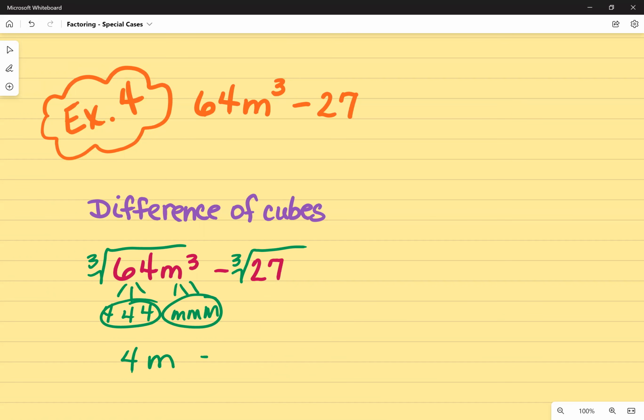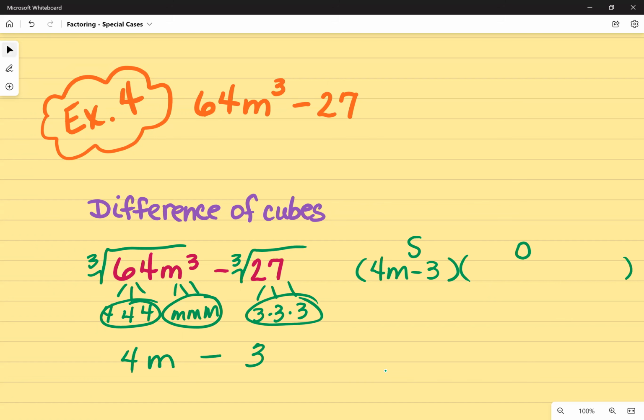I bring down the sign. And for 27, 3 times 3 is 9 times another 3 is 27. So this is my binomial, 4m minus 3. Same sign. My trinomial, meaning I'm going to have 3 terms, I'm going to have an opposite sign and I'm going to have always positive. So go ahead and put the plus sign, and opposite sign of what I started with is also a plus sign. What I'm going to do again is square this one.